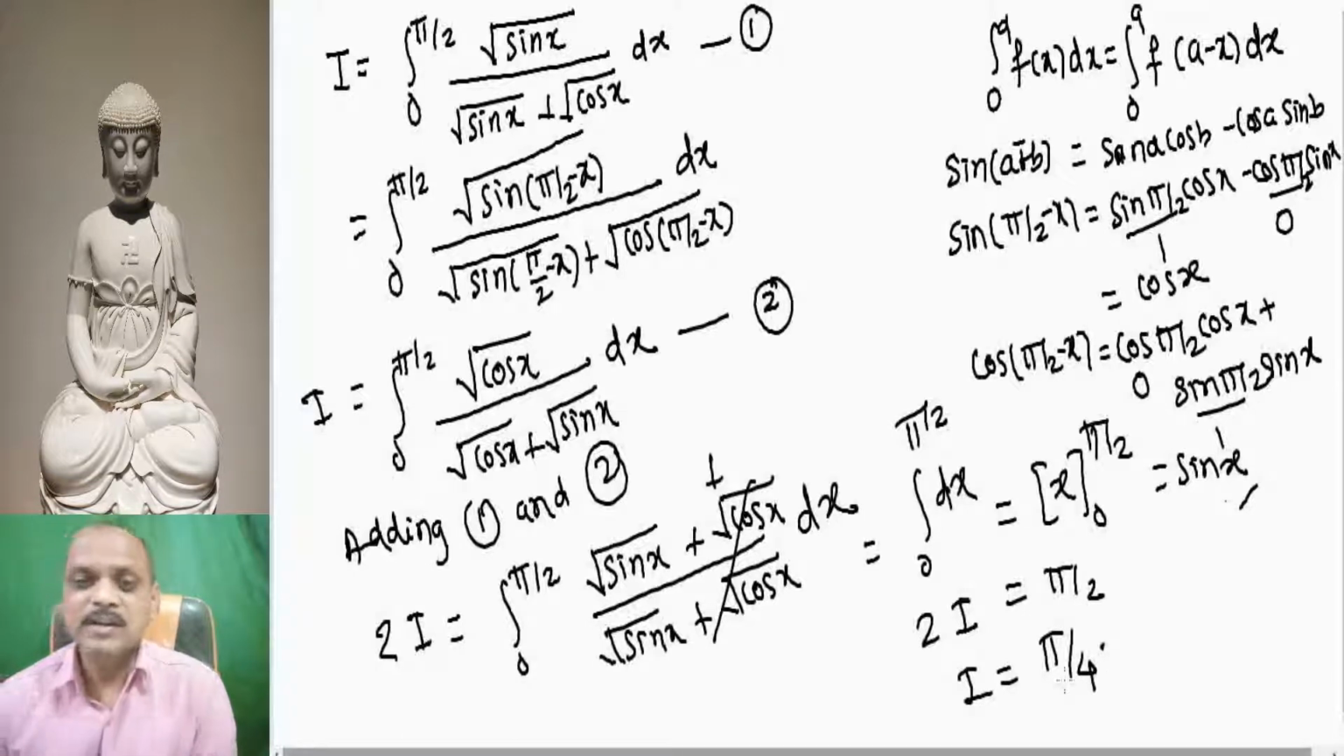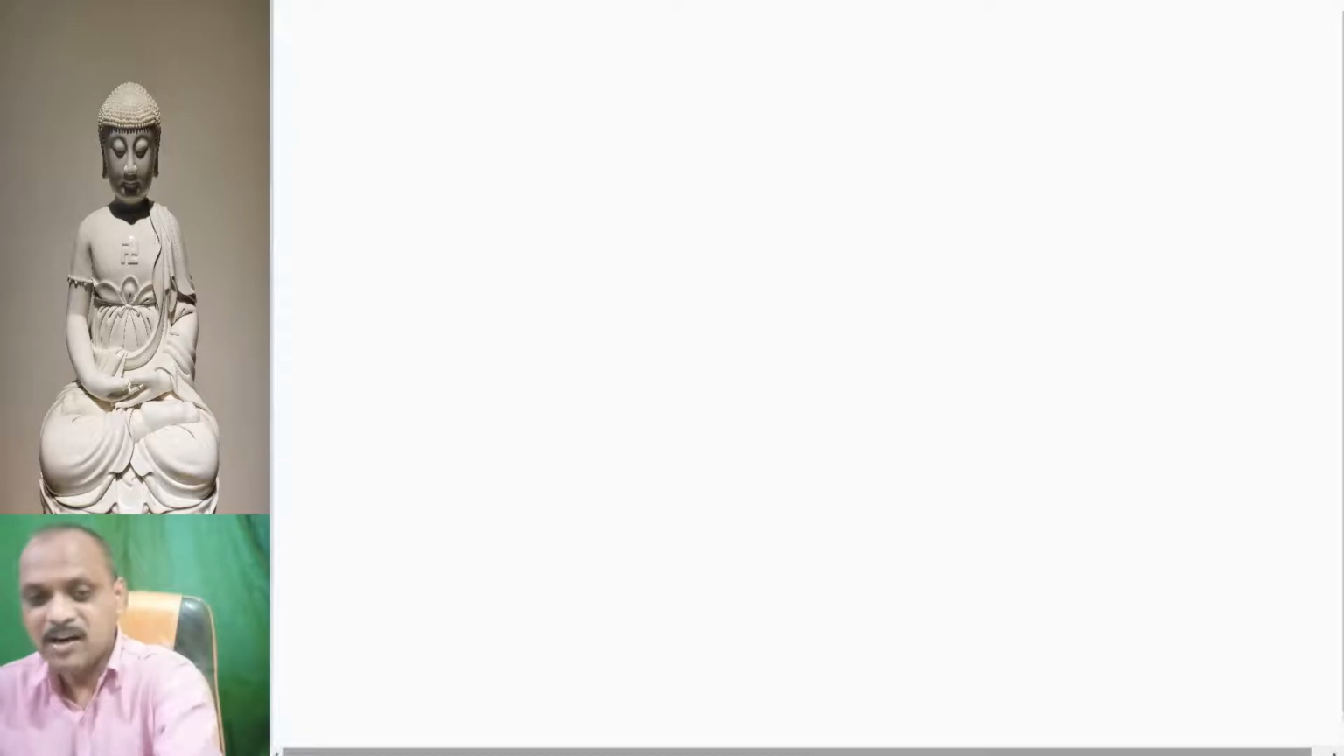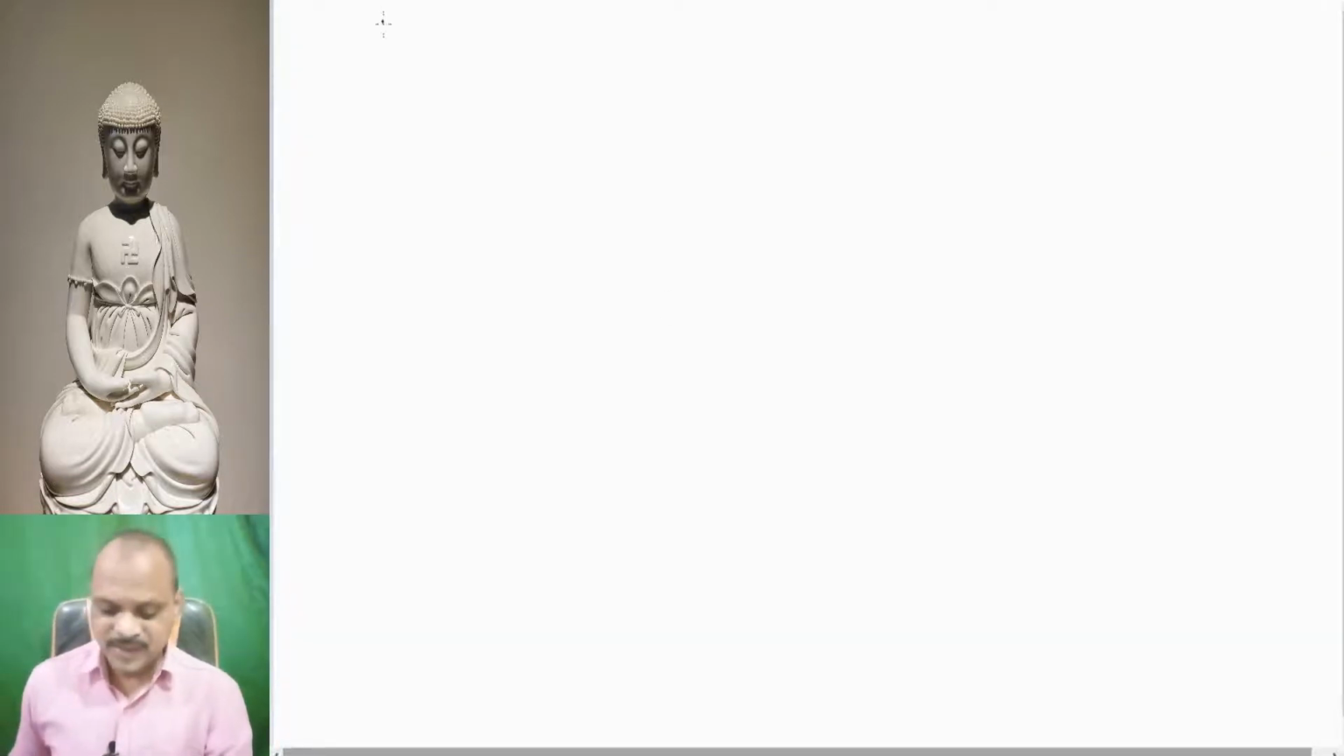At the very beginning we saw that this example looks very complicated and it will not be easy to solve without the fourth property of definite integral. When we apply the fourth property, it becomes very easy, very simple, and we easily get the answer, and that is I equal to pi divided by 4. Let us solve one more example depending on these properties of definite integral.